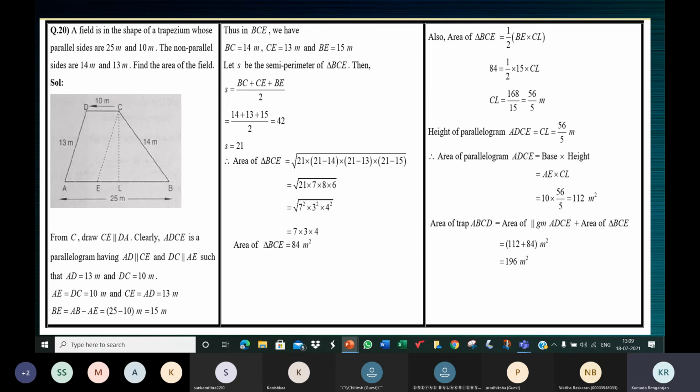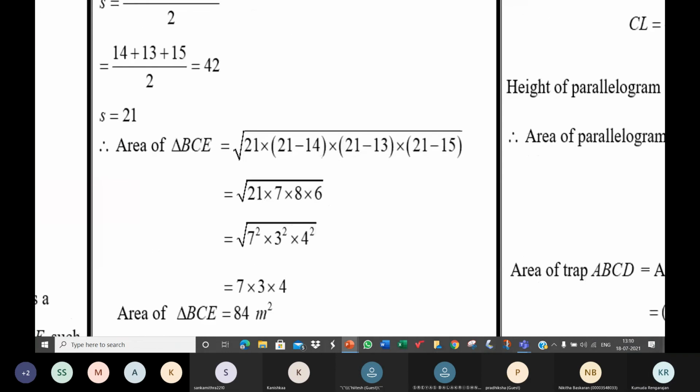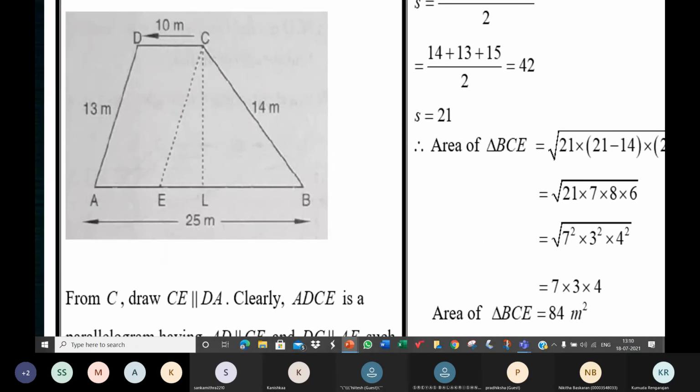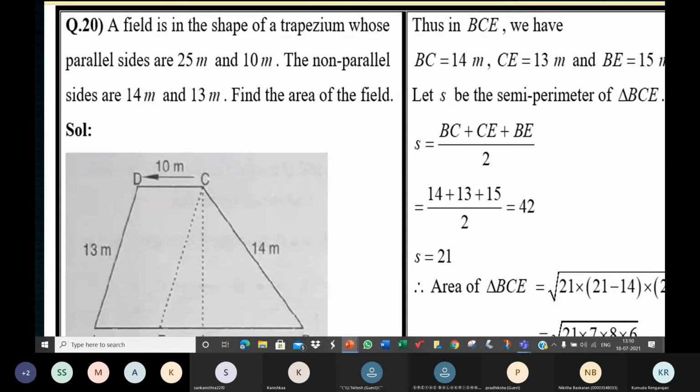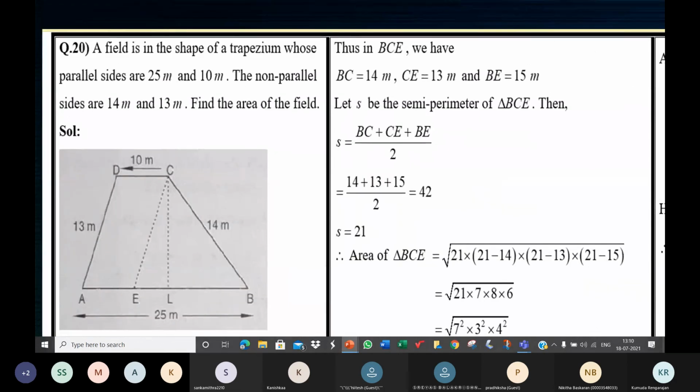Okay, we'll do this and wind up the session. So see here, children, a field is in the shape of a trapezium whose parallel sides are 25 meters and 10 meters. See the trapezium here. ABCD is a trapezium.